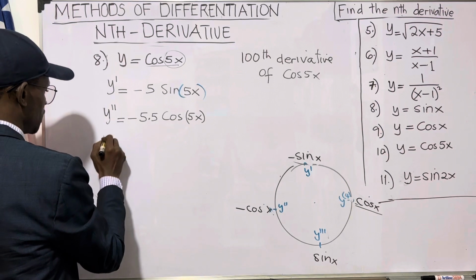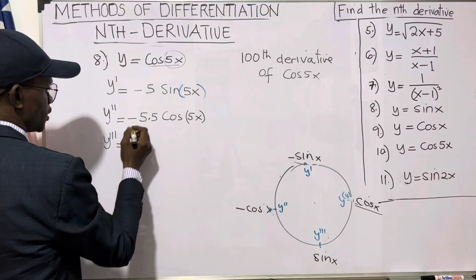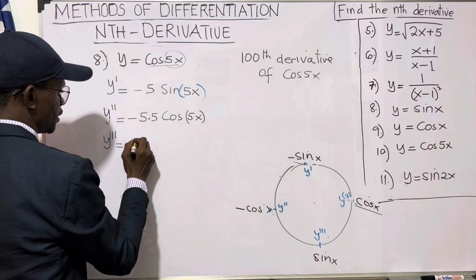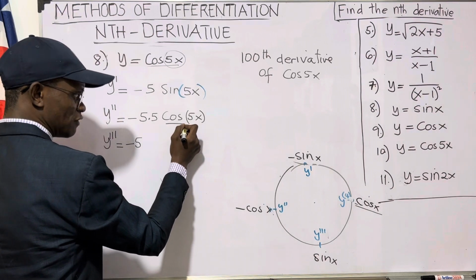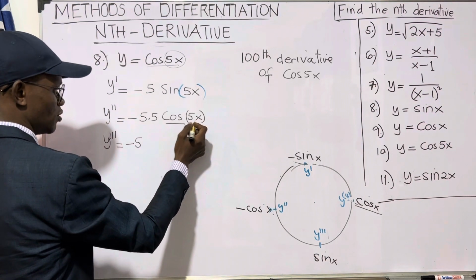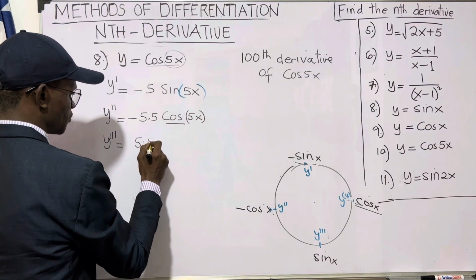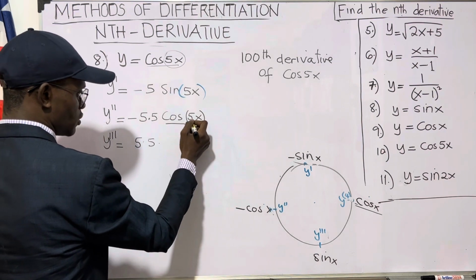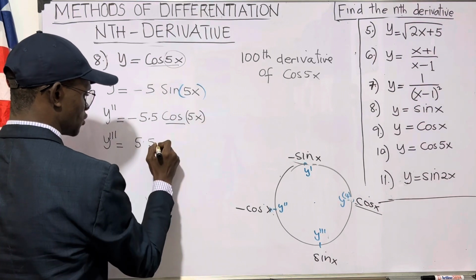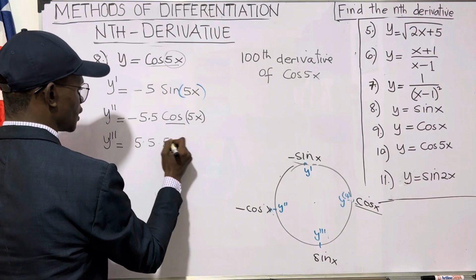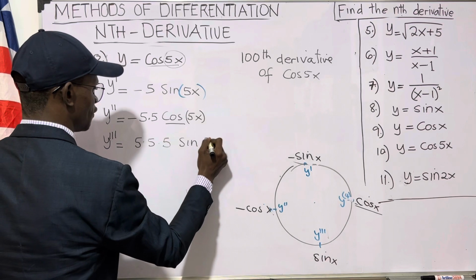So we continue. The third derivative: this is minus 5. The derivative of cos is negative sine of that angle. So negative times this negative will give us positive. So it's 5 times 5, times, when we differentiate this angle, also we get 5. So we can say 5 cubed sine of 5x.